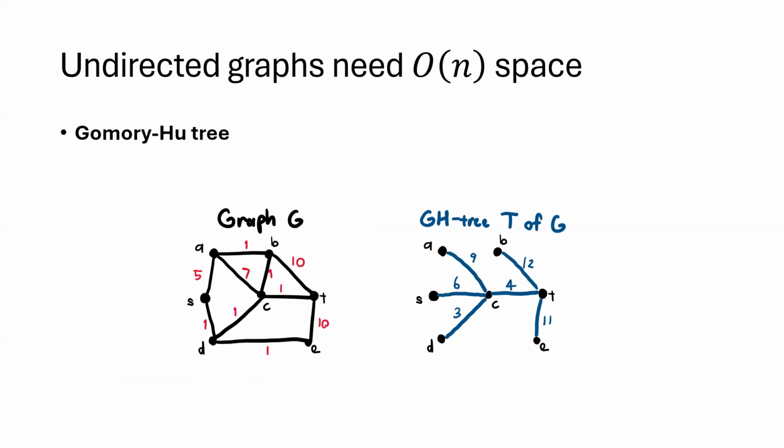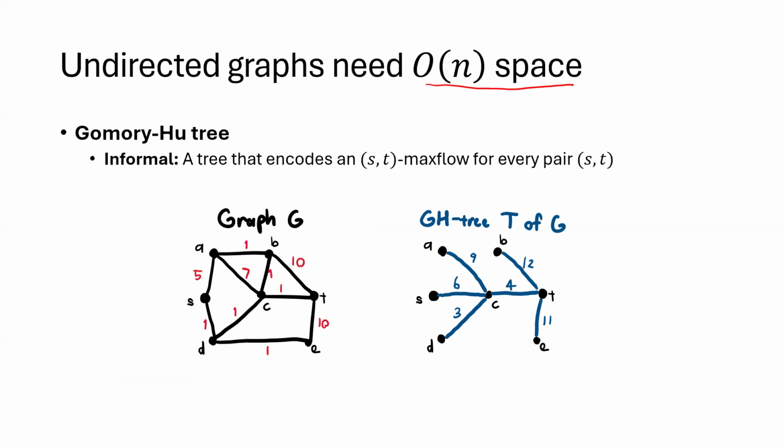On the other hand, if the graph is undirected, then it turns out there's a really great structure and you can get n space. That is the Gomory-Hu tree. Informally, the Gomory-Hu tree is a tree that can encode every s-t max flow for every pair. So this is a graph, and then you can construct another tree that basically encodes all max-flow values. I will not define it explicitly, but let's see one example.